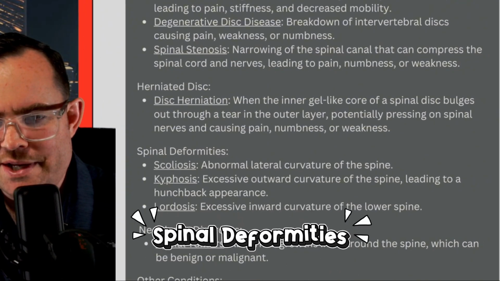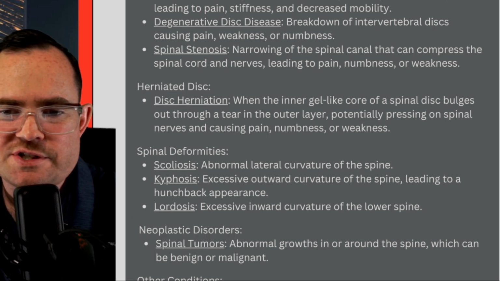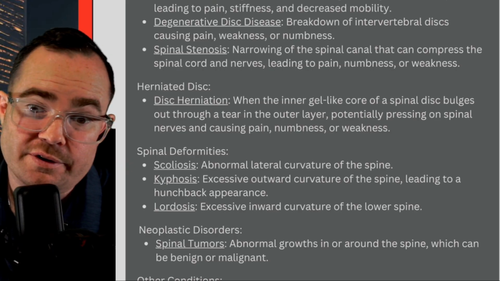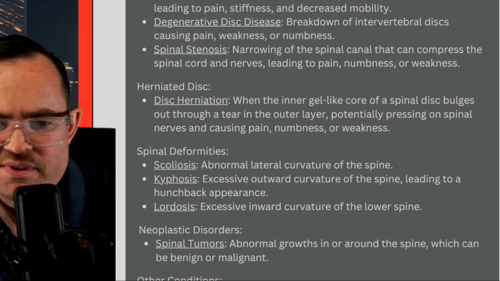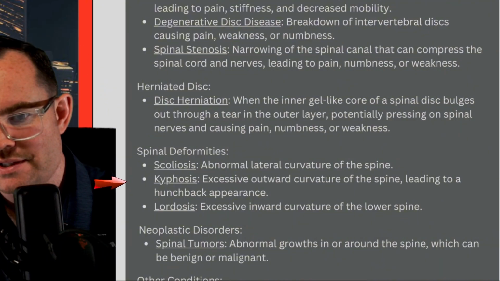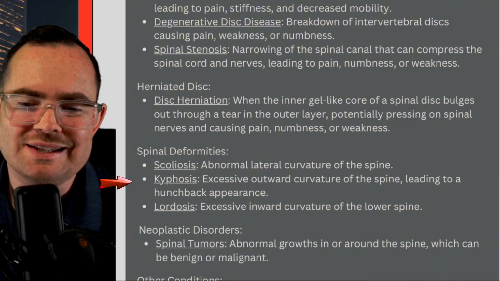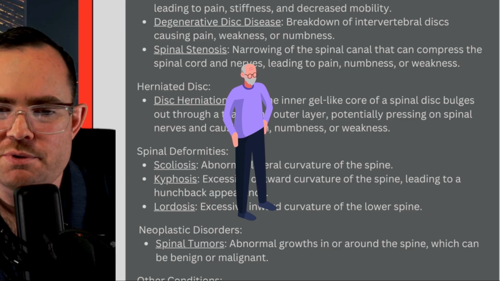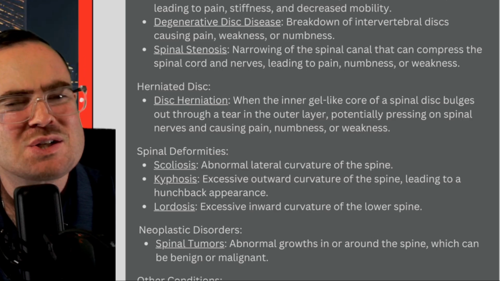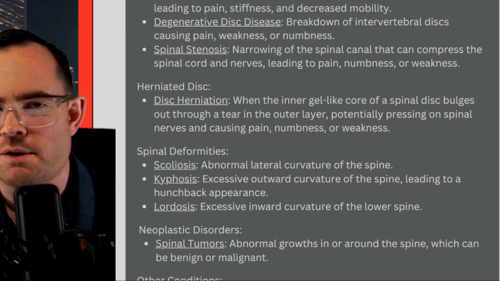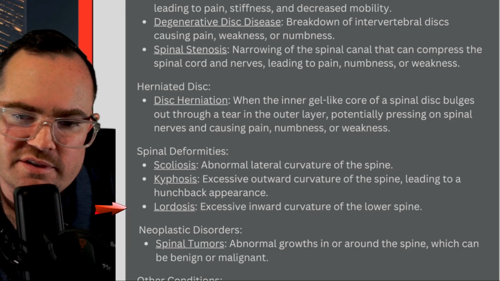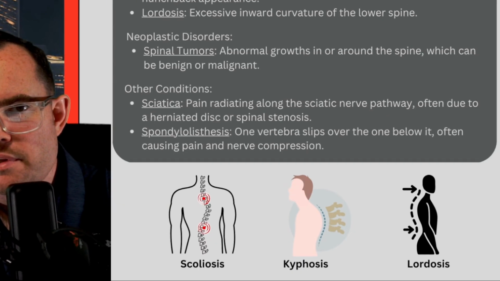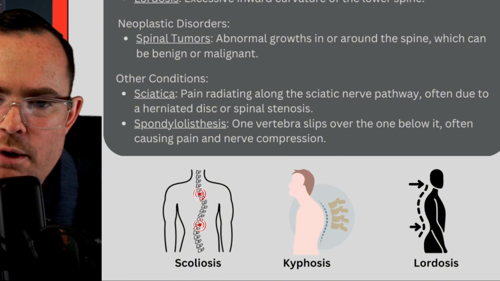Some spinal deformities, please know these. Starting off with scoliosis, abnormal lateral curvature of the spine. It literally looks like an S for scoliosis. Next one is kyphosis, excessive outward curvature of the spine, leading to a hunchback appearance. Often this is seen in our elderly community. That is kyphosis, and this is why we have such a difficult time putting these people on a backboard. Next is lordosis, excessive inward curvature of the lower spine. And you can see some of these photos here at the bottom of the page just to help you out.